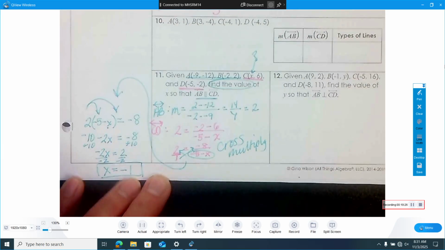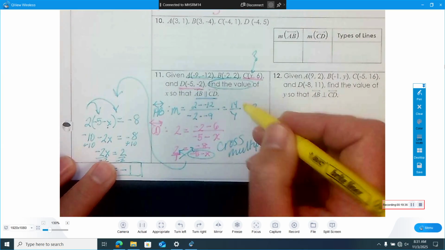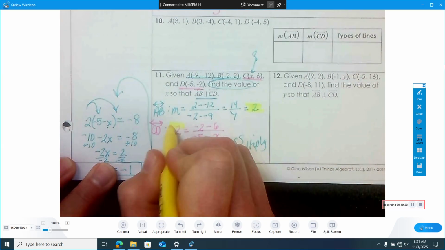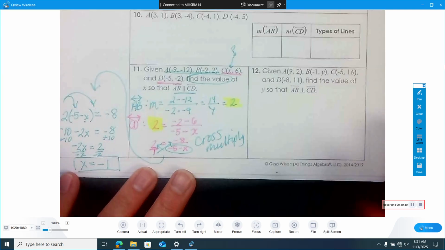Okay. So let me draw this right over here. All right. So important here, we figured out what the slope of AB was, and then we used that same slope to help us solve for the value of x, okay? Now, number 12.